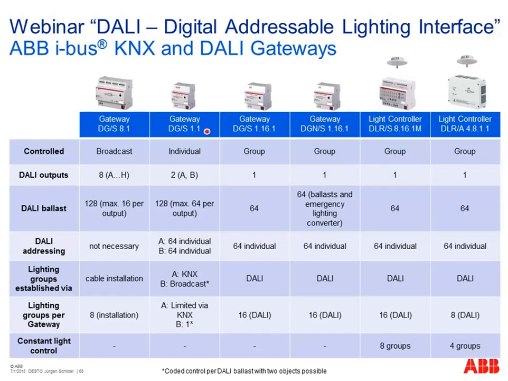So here you can see the overview of all our ABB i-bus KNX DALI gateways. At first we have our DGS 8.1. This is like a typical 8-fold dim actuator, so-called. We have 8 channels and it's possible to connect up to 16 devices per channel. And via KNX we can control each of these 8 channels independently.